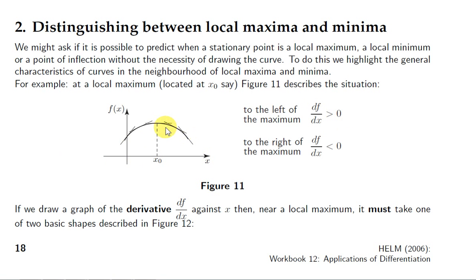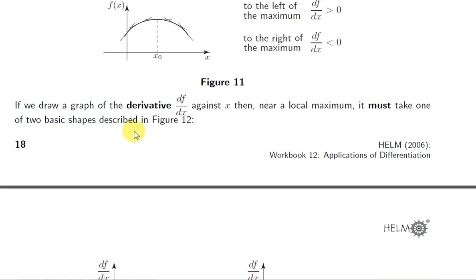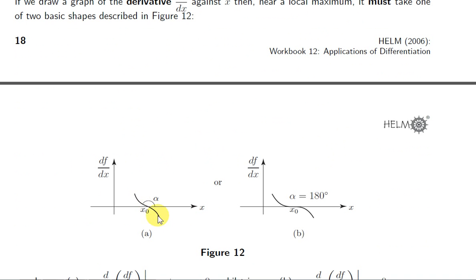However, to the right, we can see that the tangents are sloping the other way. So the slopes of the tangents, df dx, is negative. So you can see that the slopes go from being positive down to 0. So the slopes are decreasing from positive values down to 0, and then the slopes become negative. So we can see that df dx is a decreasing function of x. So df dx looks like this. df dx is positive for values of x near to x0 but less than x0, and df dx is negative for values of x slightly greater than x0.